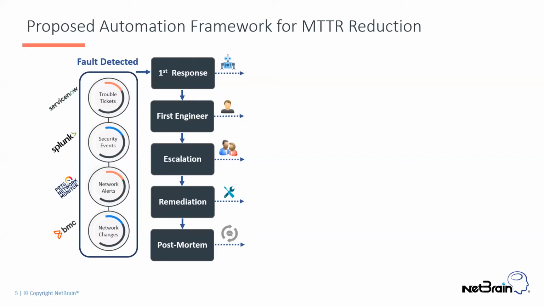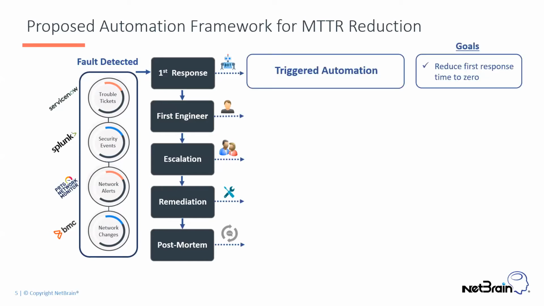So coming back to the incident response framework that we want to automate, this is what it will look like when we apply automation at every stage of the process. The first opportunity for automation is before a human arrives on the scene in the form of triggered automation. Triggered automation kicks in the moment an incident is detected to capture valuable problem data and initiate the first diagnosis. The value here is that we can effectively reduce every first response time to 0. Triggered automation therefore closes that gap between the detection of the fault and the action of investigating.